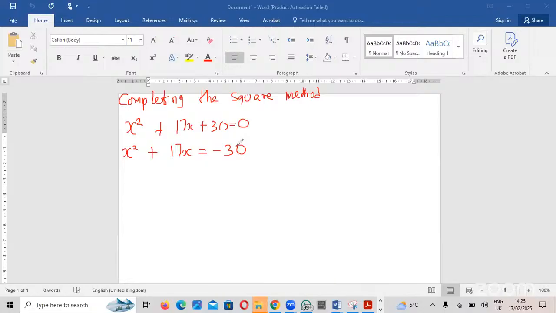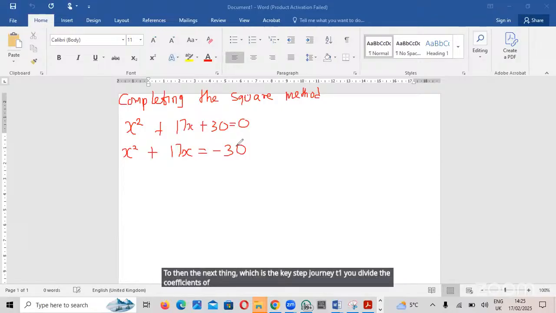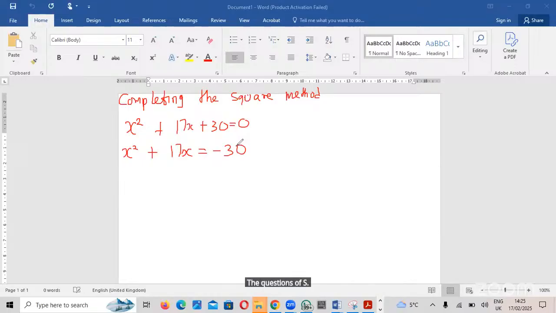It is 0. So I move that minus 30 to the other side. Then the next thing, which is the key step, very key one: you divide the coefficient of s, not s squared, by 2, and you square it, and you add it to both sides. Divide the coefficient of s by 2, square it, and add it to both sides.